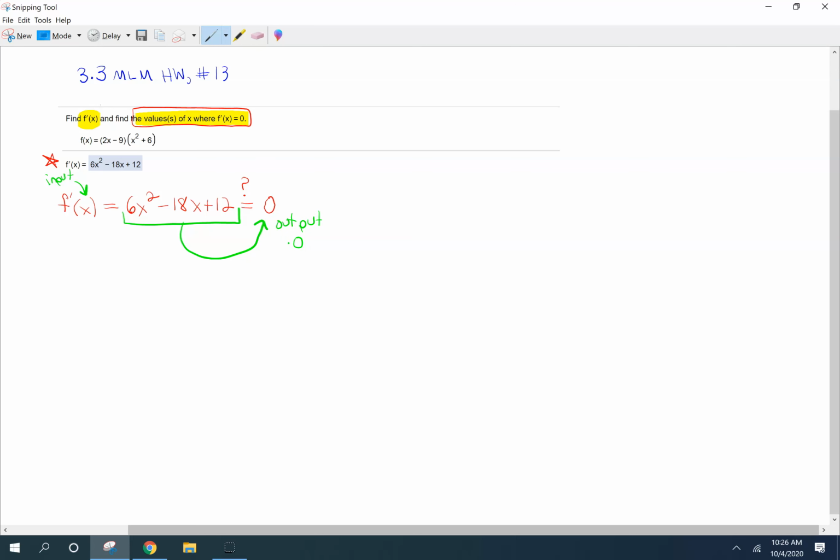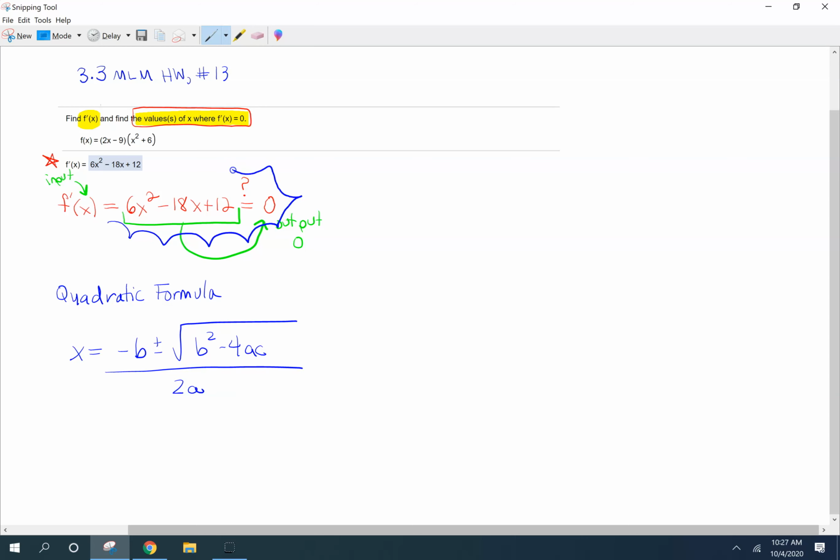Okay, now there's a couple ways you can do this. Since it's a quadratic function, you can use the quadratic formula. And since that always works for every quadratic, I'm going to do that first. So here's our quadratic formula. It says x equals negative b plus or minus the square root of b squared minus 4ac all over 2a.